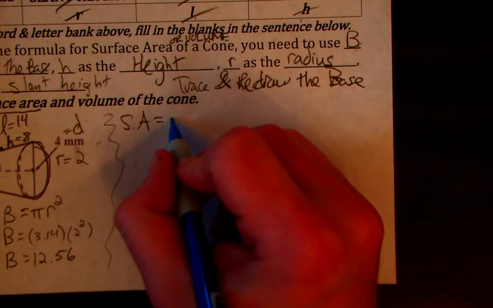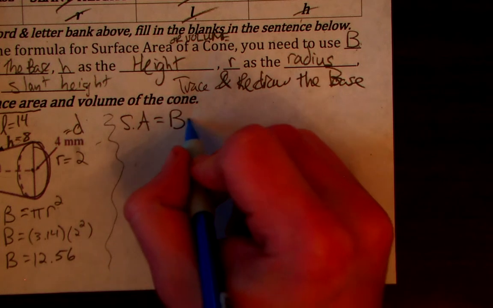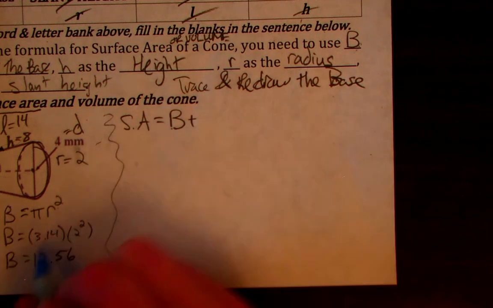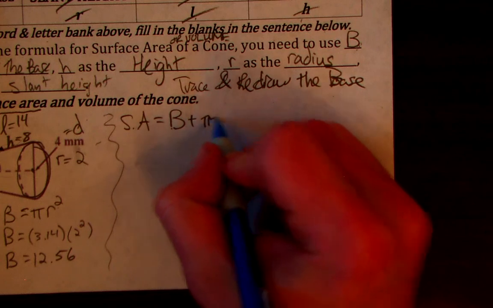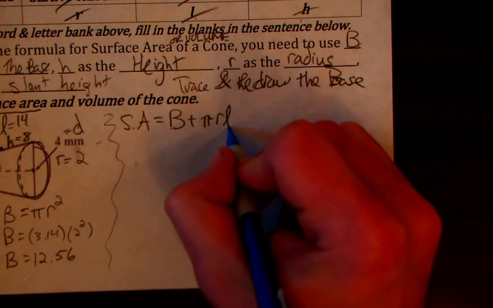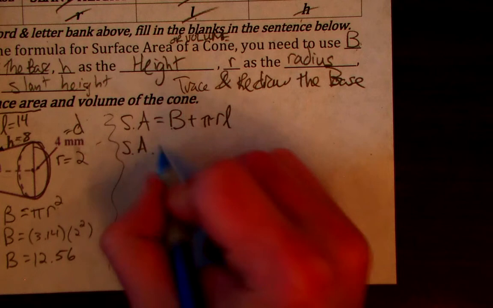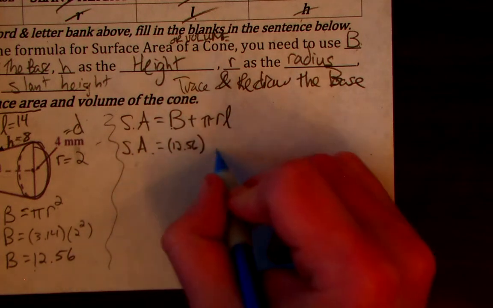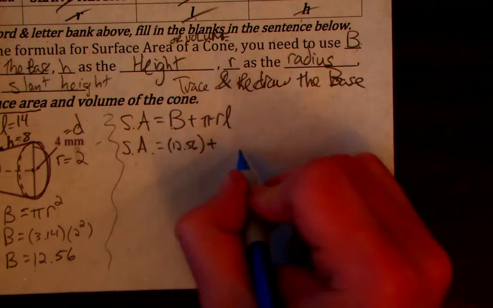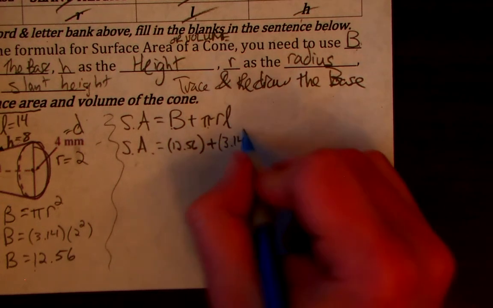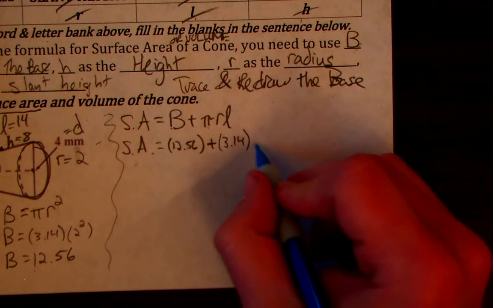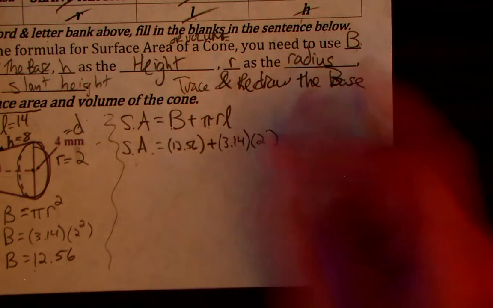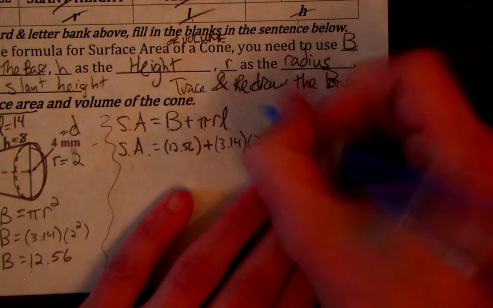So let me actually write this for ourselves. Again, we're going to have the area of our base plus our pi times the radius times the slant height. Plug in our values for our variables. So we have 12.56 plus, we have that 3.14, our radius, which is 2, and our slant height, which is 14.